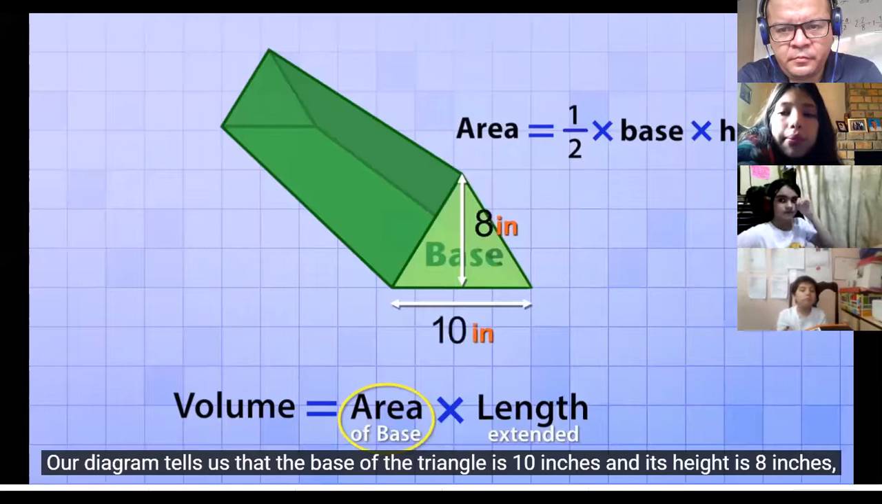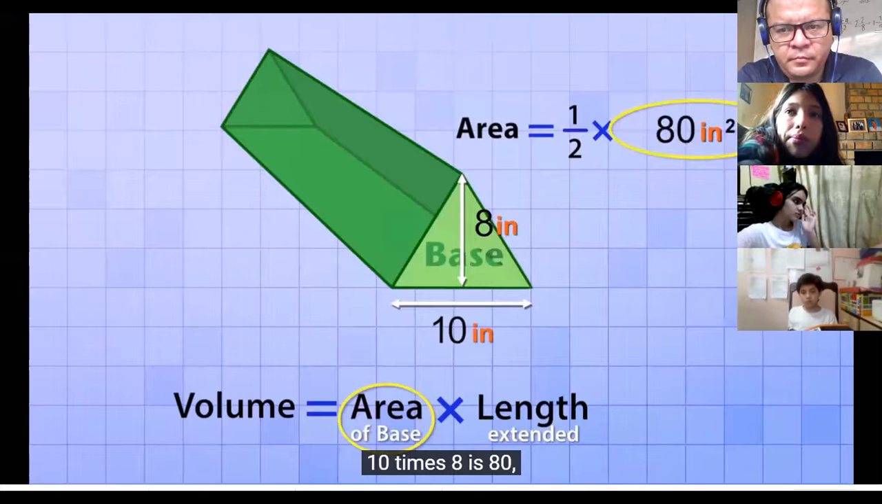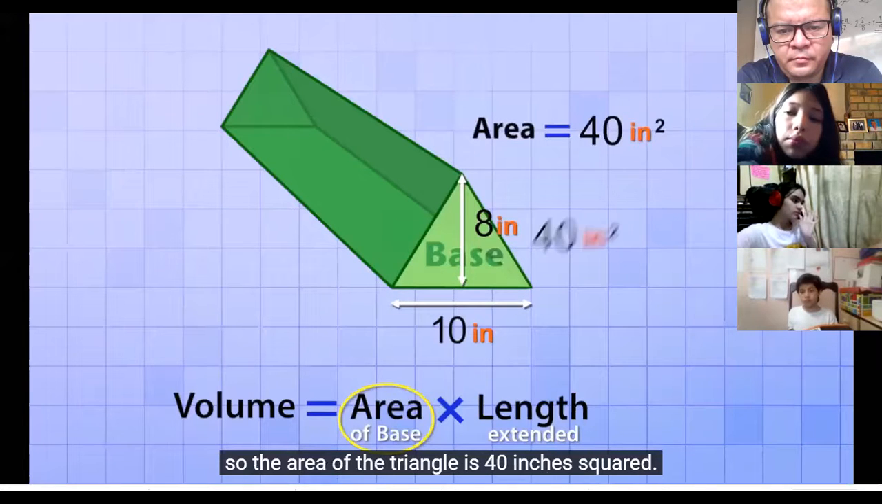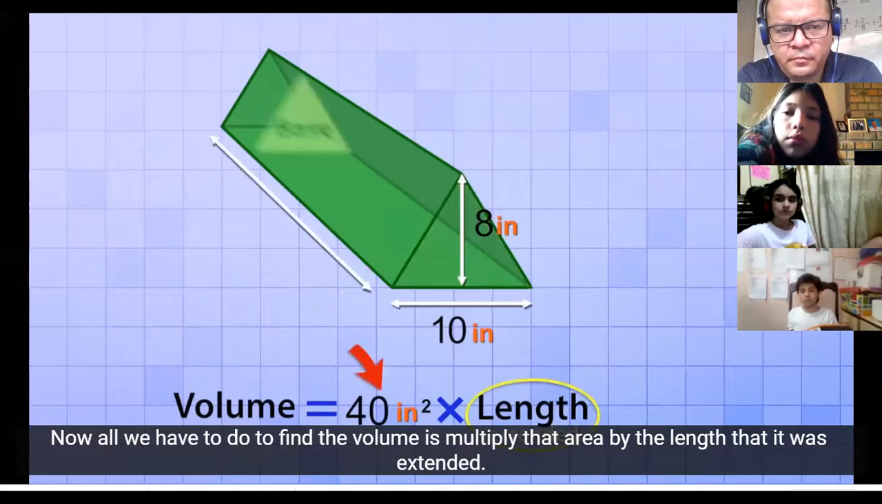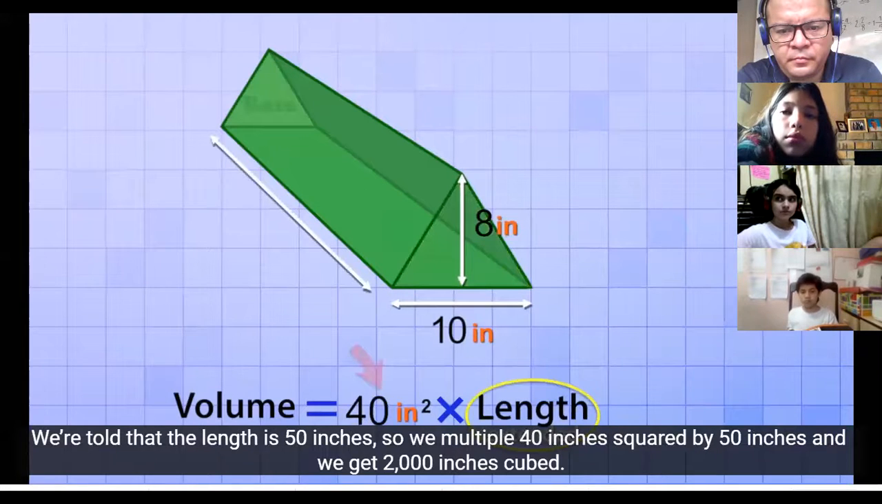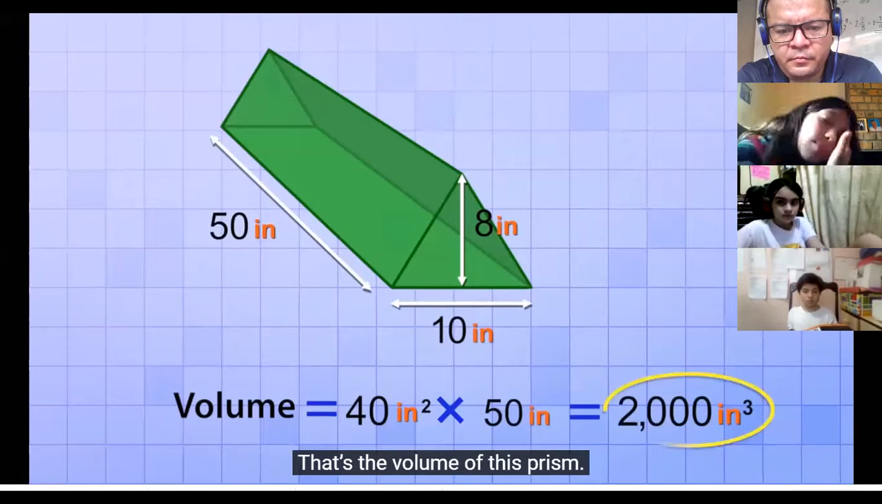So 1/2 the base times the height would be 1/2 of 10 times 8. 10 times 8 is 80, and 1/2 of 80 is 40. So the area of the triangle is 40 inches squared. Now all we have to do to find the volume is to multiply that area by the length that it was extended. We're told that the length is 50 inches, so we multiply 40 inches squared by 50 inches, and we get 2,000 inches cubed. That's the volume of this prism.